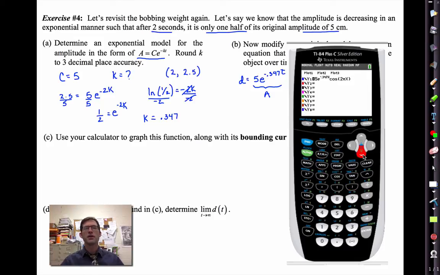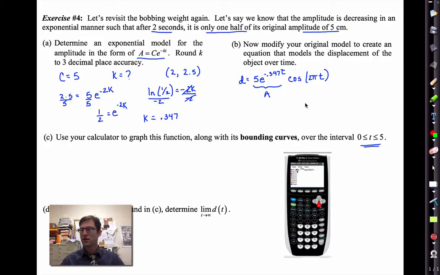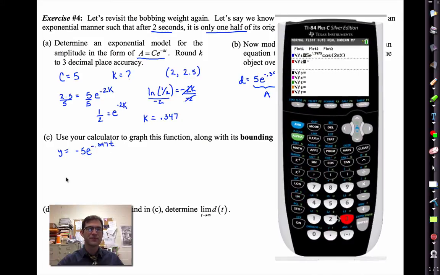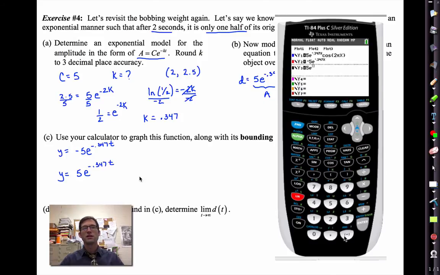All right, let's talk about the bounding curves. For the bounding curves, I'm just going to replace the cosine quantity with a -1 and with a +1. So in y2, I'll put the -1 in. Whoops, that's the bell. Don't worry about it, everybody. We all know what that means. So one of my bounding curves is going to be y equals -5e to the -0.347t, and the other is going to be +5e to the -0.347t. So put both of those into the calculator.